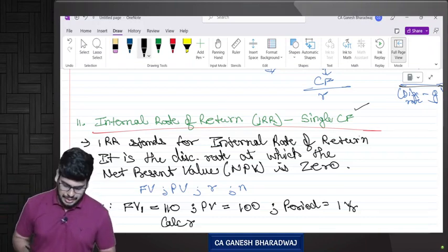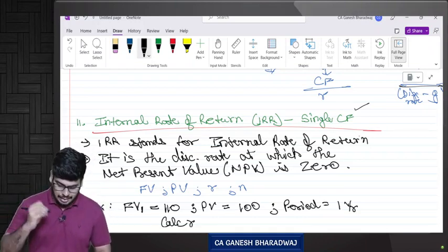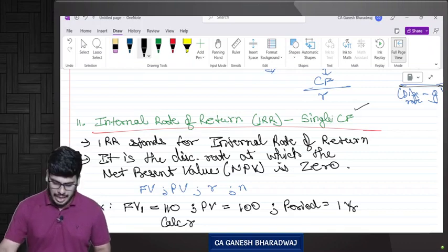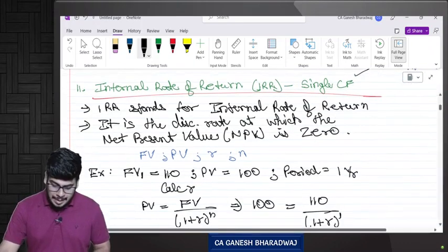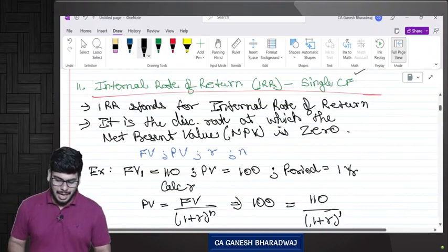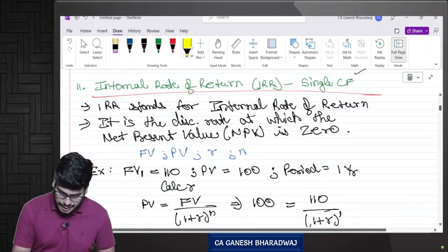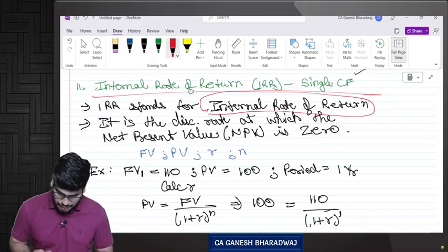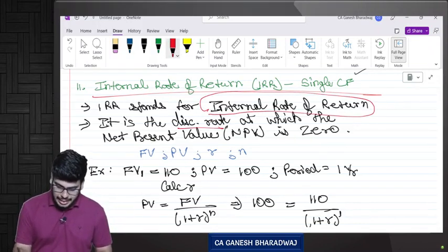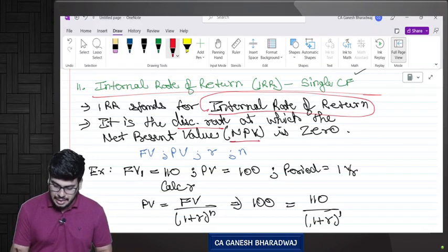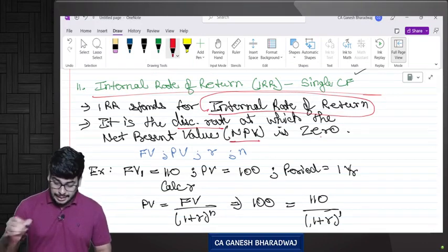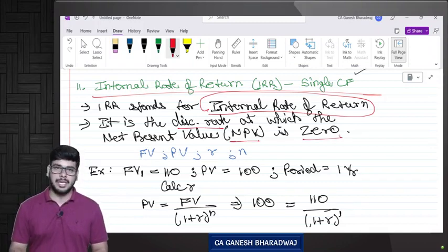Yes. So first, let us get into a concept called IRR, single cash flows. IRR stands for internal rate of return. It is the discount rate at which the net present value, popularly called NPV, is equal to 0.